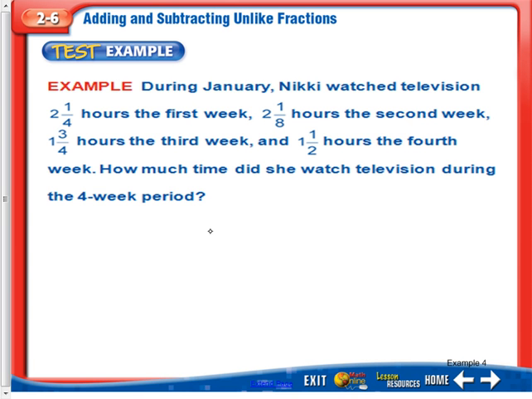All right, during January, Nikki watched television 2 1/4 hours the first week, 2 1/8 hours the second week, 1 3/4 hours the third week, and 1 1/2 hours the fourth week. And the question is asking how much time does she watch television? So that's why I set it up like this. We're going to add all those fractions together.